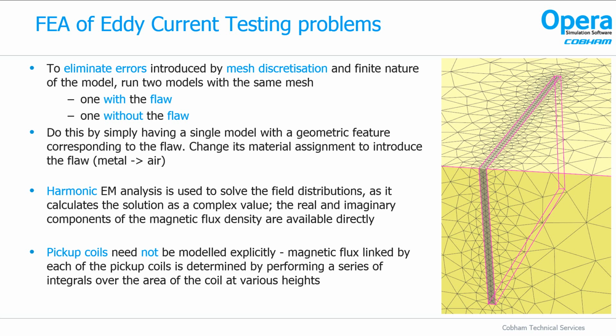To eliminate errors introduced by mesh discretization, we can run two models, one with and one without the flaw. The difference, therefore, is purely the effect of the flaw, not due to any FEA artifacts.